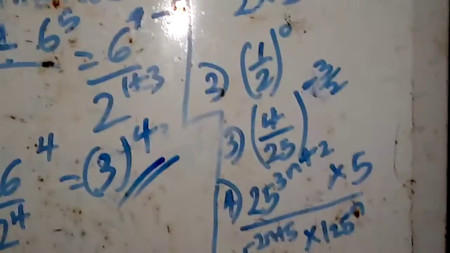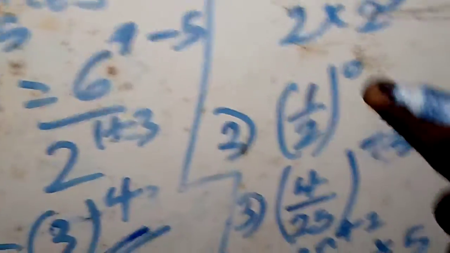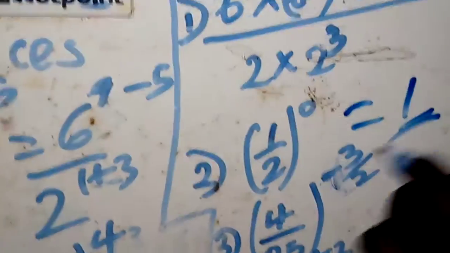Now moving to the second question. The second question says, looking at this, 1 over 2 raised to power 0. I said anything raised to power 0 equals 1. So that is the final answer.